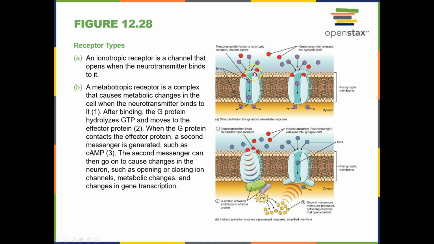When the receptors bind and just open up a channel, this is called an ionotropic receptor, whereas when the neurotransmitter binds and activates a G protein, that's called a metabotropic receptor.